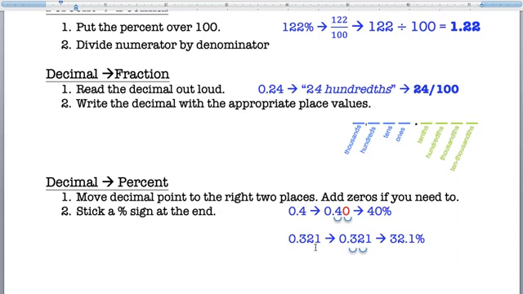If it has more than 2 digits, just know that when you move it over, it's going to have a decimal point there. So 321 thousandths would be moved over twice, and you get 32.1%. So don't be scared if you see, uh-oh, there's more than 1 digit there that's left over. It's totally okay. There can be decimals in percents as well.